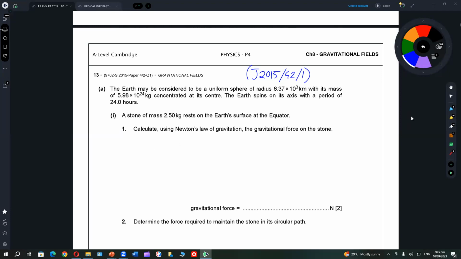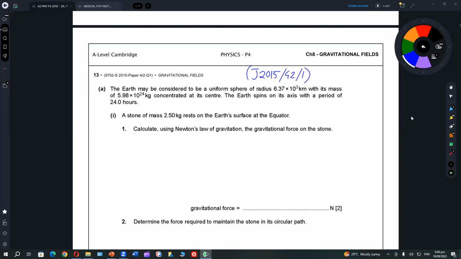The Earth may be considered to be a uniform sphere of radius 6.37 × 10^3 km with its mass of this much kg concentrated at its center. The Earth spins on its axis with a period of 24 hours. A stone of mass 2.5 kg rests on the Earth's surface at the equator. Using Newton's law of gravitation, find the gravitational force on the stone, as it is on the surface of the Earth.